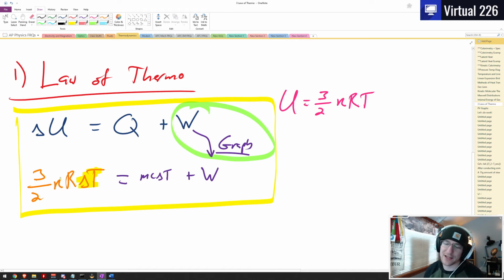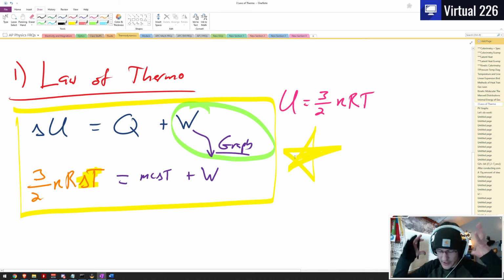That's why we had to do all the calorimetry. That's why we had to do all of the kinetic molecular theory of gases and molecules. Like, we had to get to this. So this is what it's all about. This is the equation you need to know. Burn this into your retinas and your cortex in your brain. Like, that's what you need, okay?